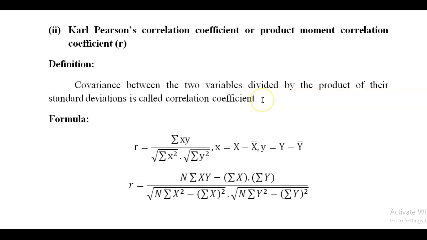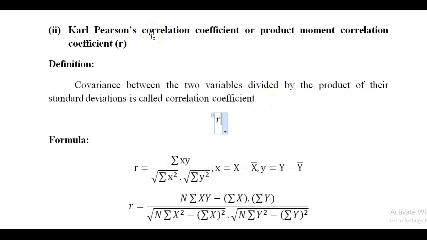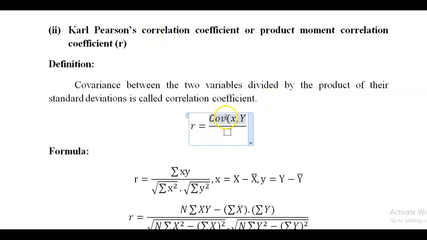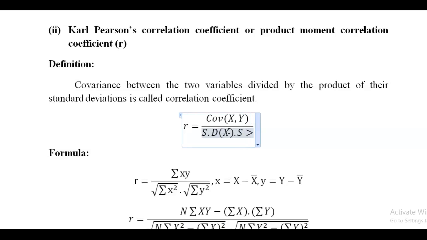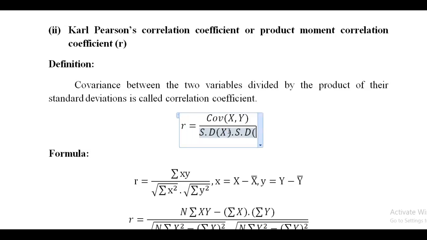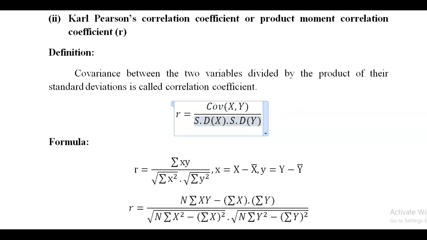So in math expression, r is equal to covariance of x comma y divided by standard deviation of x multiplied by standard deviation of y. Okay, so the correlation coefficient can be defined as covariance between two variables x and y divided by the standard deviations of x and y. And we have two formulas to find the correlation coefficient.